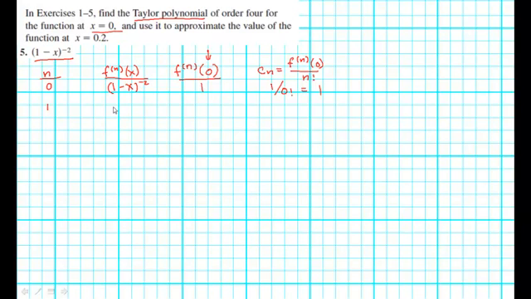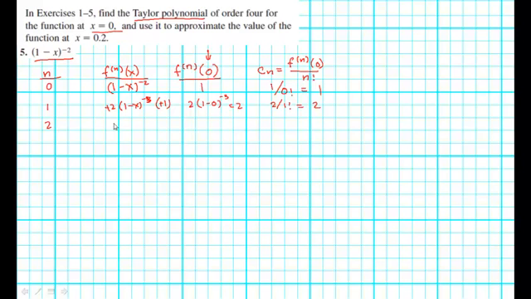The derivative of this is going to be negative 2, keep the inside the same, reduce the power by 1, and then I get a negative 1 chain rule. So it looks like I'm going to have a value of 2 times 1 minus 0 to the negative 3, which means I'm going to get a value of 2 out of the derivative. 2 divided by 1 factorial is going to give me 2. Let's go ahead and do the next term.